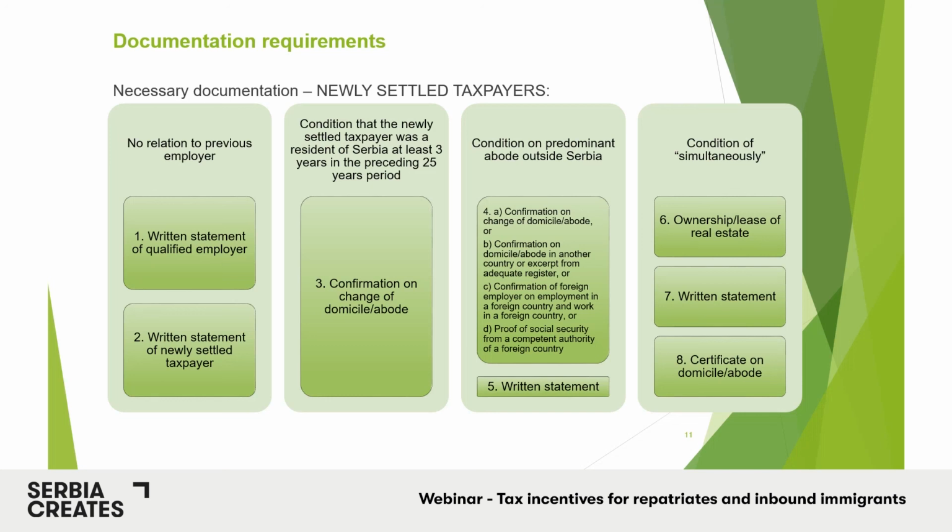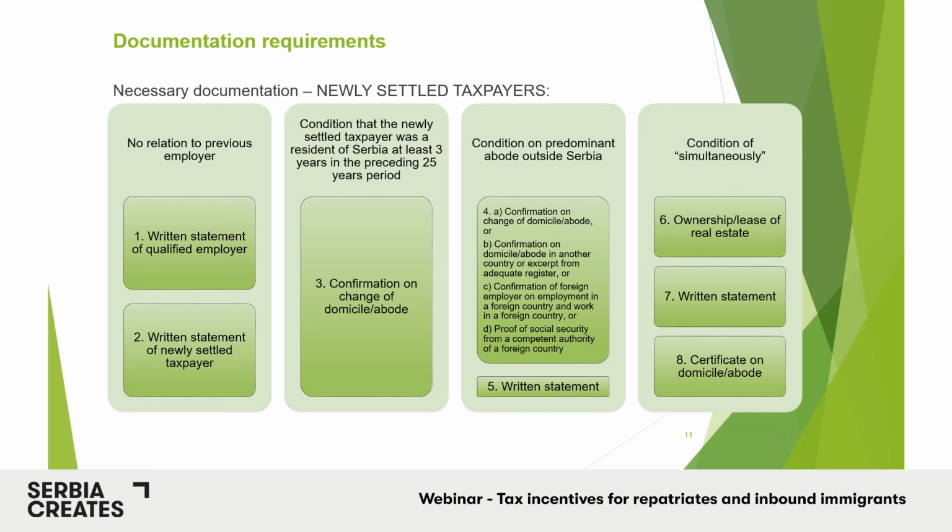So the bylaws state that, for example, proving the condition that you have not been predominantly present in Serbia for the last 2 years can be evidenced by four alternative means. So any of these works: a confirmation on the change of domicile abode from the Serbian official registrar, if you have one. But if you don't have one, then you can provide a confirmation on domicile abode in the country where you lived, an excerpt from the registrar, which you would probably be able to provide unless you were in that other country illegally.